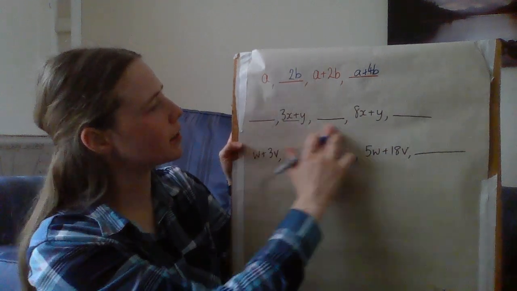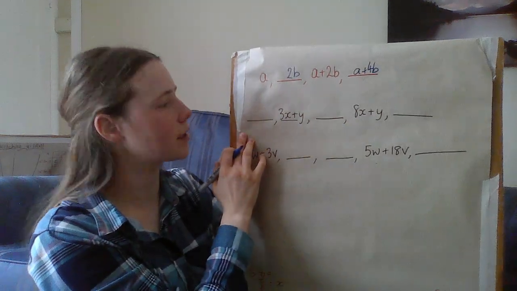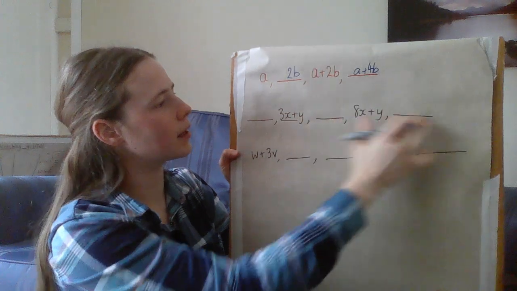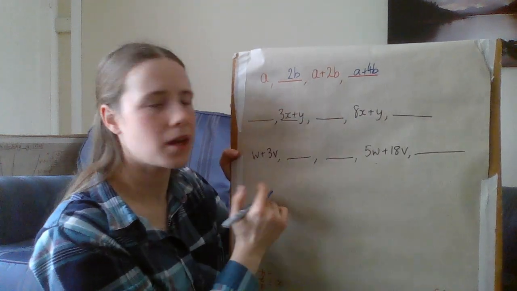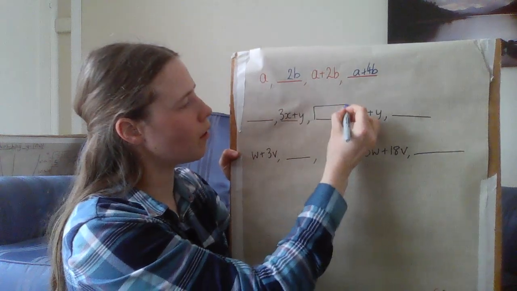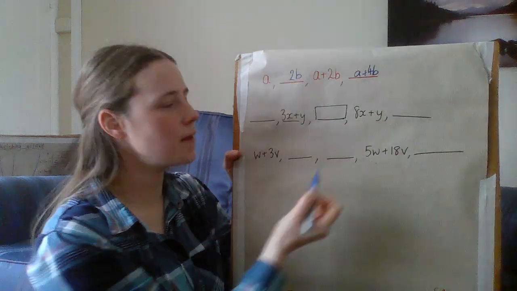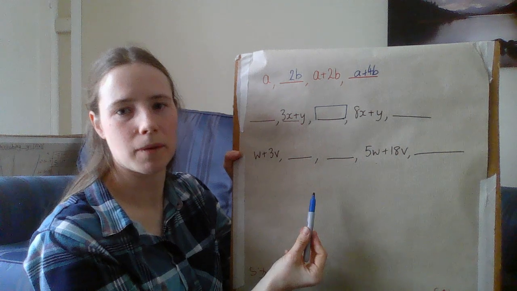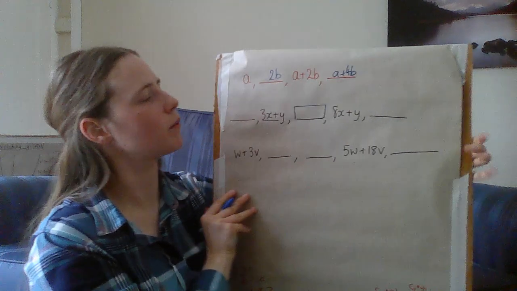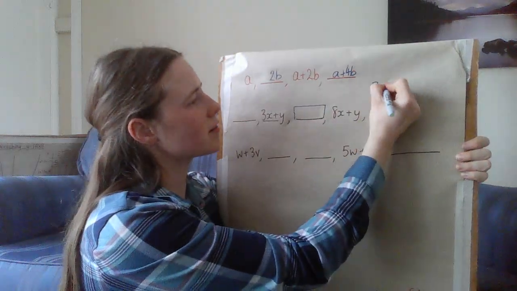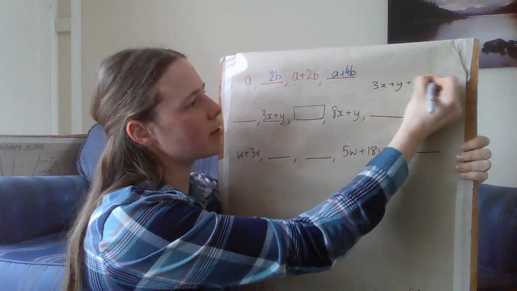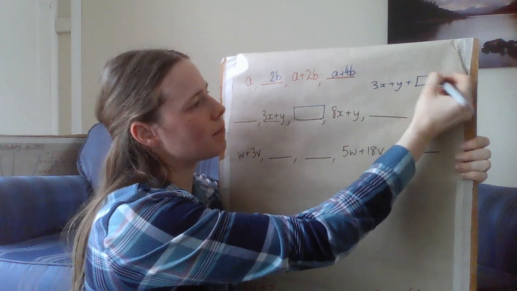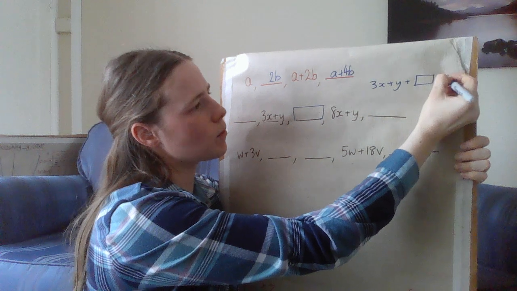Okay. This one here is a little bit more complicated because I've got gaps in the middle and more complicated expressions. So I'm going to focus first of all on this one here. This one here has to be added to this to get us 8x plus y. So I can write, if I want to over here, that 3x plus y plus whatever goes in my box has to get me to 8x plus y.